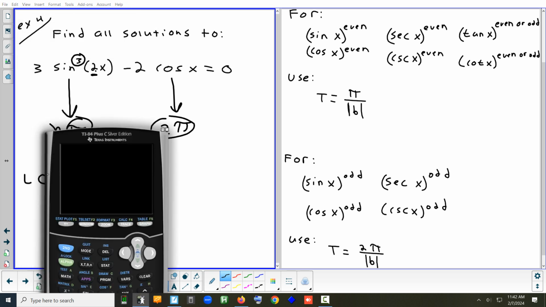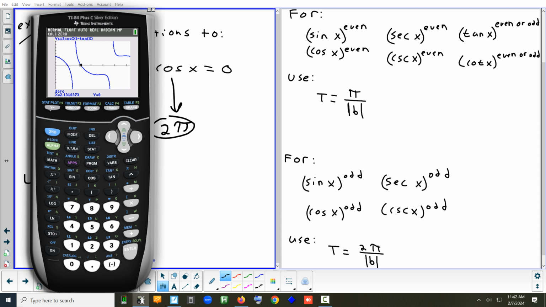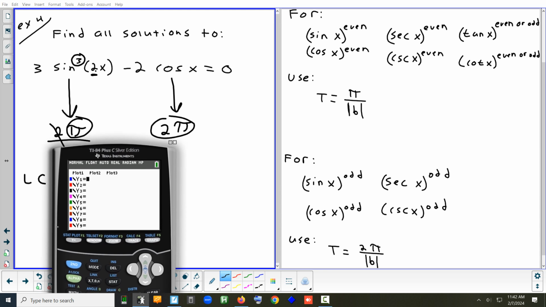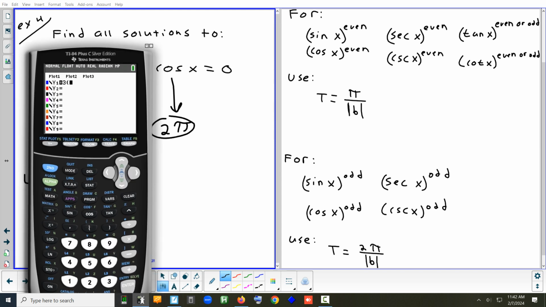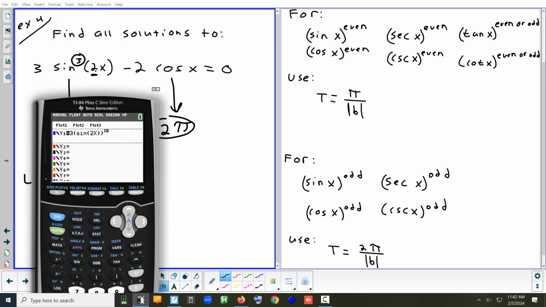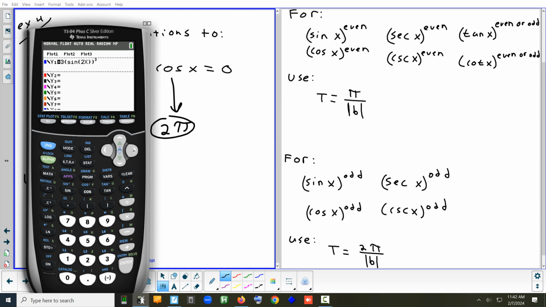So we've got 3 sine cubed 2x. Be a little careful how we type that in. We don't want to cube the 3. If you cube the 3, you're going to make it 27 sine 2x. So you need the 3 out in front. And then you need to take sine 2x, close your argument, close the sine function, and then cube it. Now the 3 is not going to be cubed because it's outside. That's 3 sine cubed 2x minus 2 cosine x.